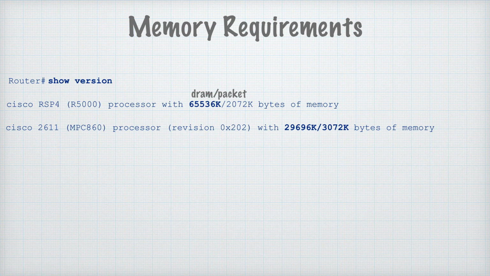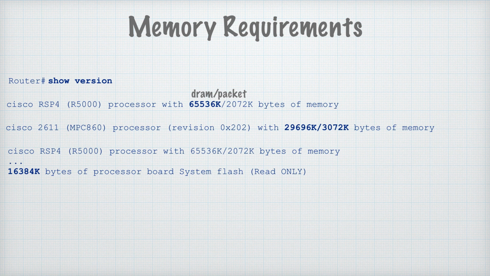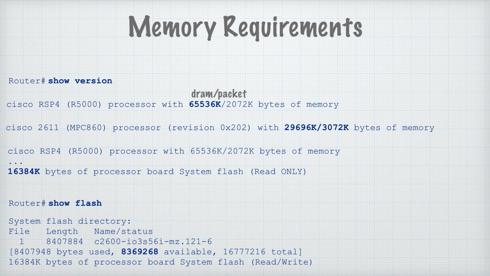Example 3. Available flash memory. The bottom line tells you how much flash memory is available. Some of it might already be in use. To find out the amount of free flash memory, issue a show flash command. In this example, approximately 8.4 megabyte of flash memory is used by the software image and 8.3 megabyte is still available.